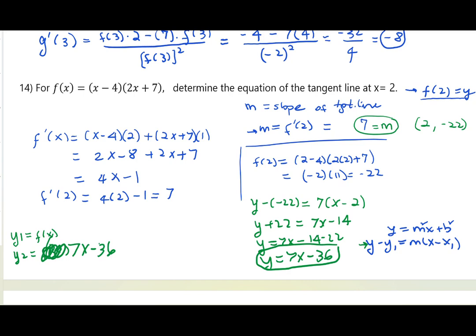And you can try to zoom in around the point x equals 2, and note that the two are indeed tangent to one another. And if not, that means perhaps there's a mistake somewhere. We should go back and check our results. But that's a good way to check your solutions.